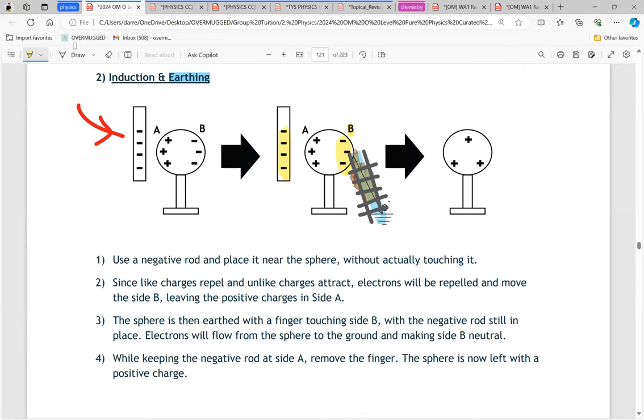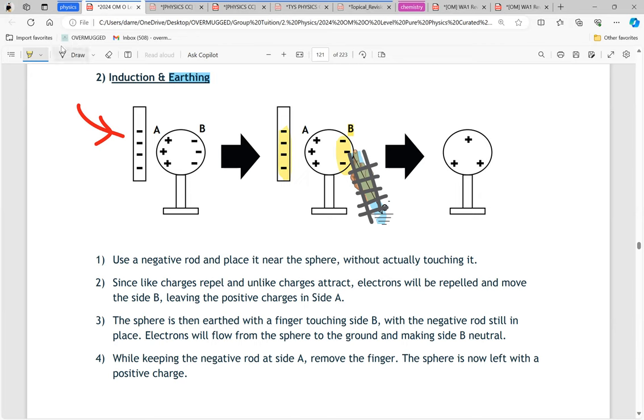So what does earthing do? Does earthing guarantee electrons come in or go out? No. Earthing is simply just a path for electrons to either go in or to come out. So it's like, I just give you the option. Now you have the ladder. Electron, if you want to come out, you can come out. Electron, you want to climb in, you can also climb in.